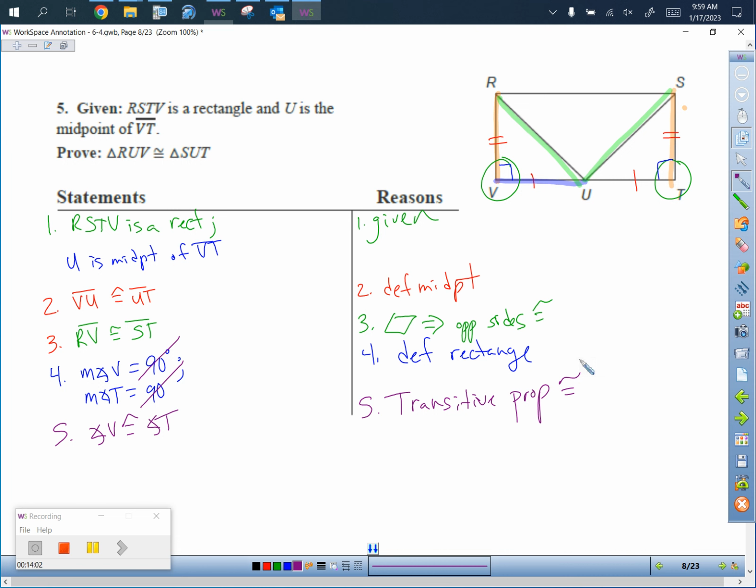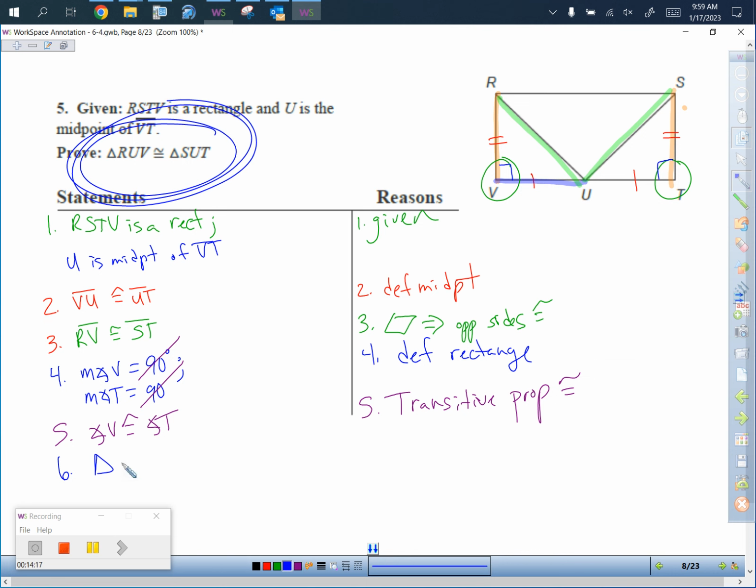Then, why could I prove those two triangles congruent? Which of the 5 ways works? Side angle side. So step 6. Use the statement up here. No need to even think about it. Triangle RUV congruent to triangle SUT by side angle side congruence here.